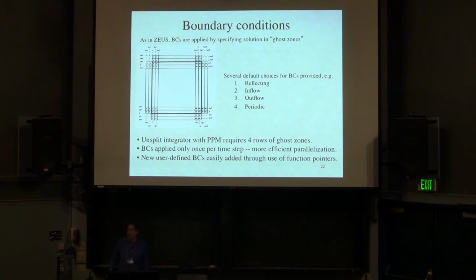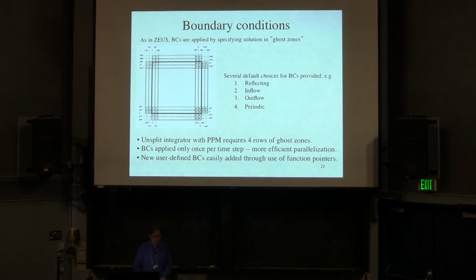With PPM, you need 3 cells for the piecewise parabolic interpolation, but with an unsplit integrator you have to add 1 more with MHD in a staggered mesh. So Athena requires at least 4 ghost cells if you're doing 3rd order MHD. If you're only doing 2nd order hydrodynamics, you can get away with less, but with 3rd order MHD, you have to have at least 4. The code sort of by default sets that already.